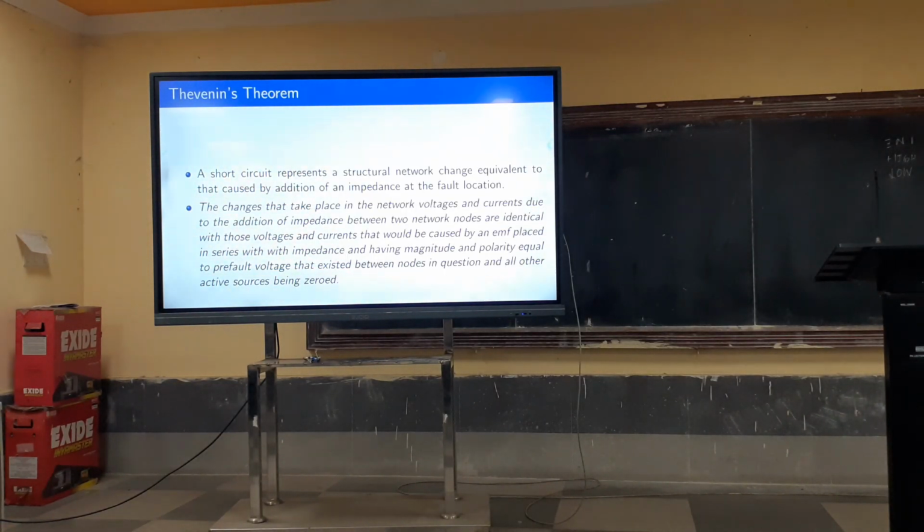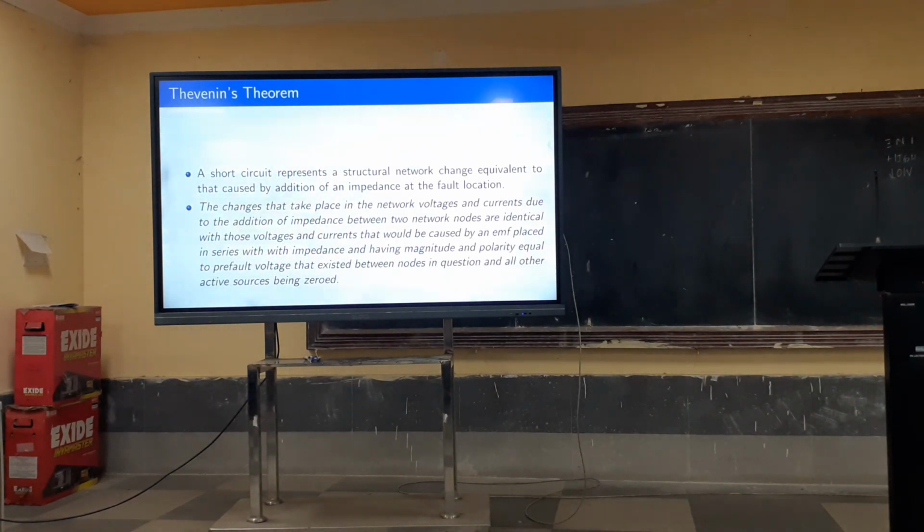That is what it says. A short circuit represents a structural network change equivalent to that caused by the addition of an impedance at the fault location. Now that impedance in a short circuit should ideally be zero. Right? It's a short circuit, so it should be zero resistance. But then we have certain fault impedance.